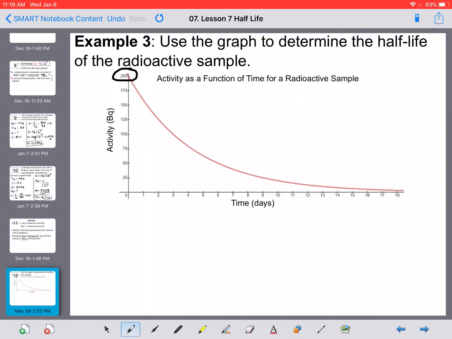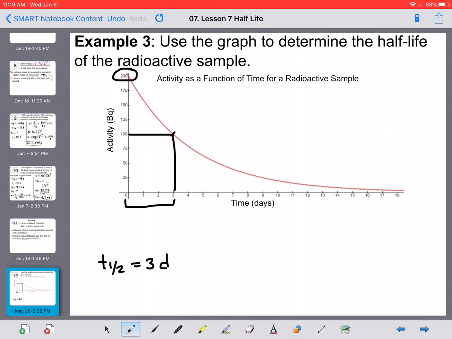What we want to do is figure out how long it takes for the activity to go down by half. So half of 200 is 100. So what we'll do is at 100, we'll see how much time it took to get there. So to reduce the activity by half, to go from 200 to 100 becquerels, that took 3 days. So it's looking like the half-life is 3 days.